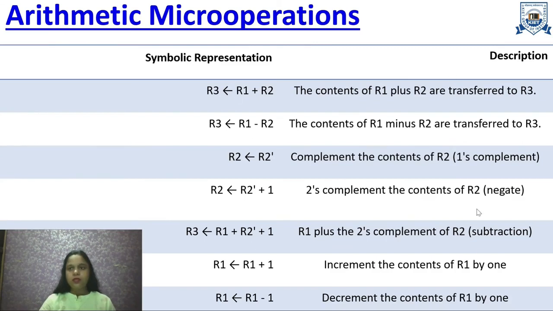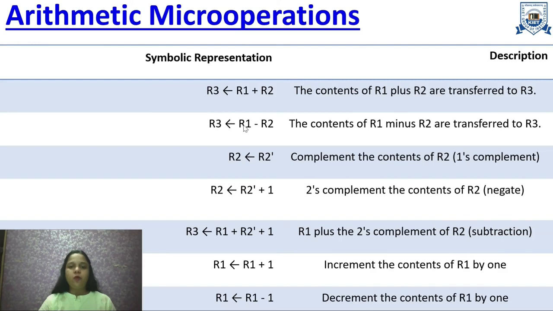These are the symbols and this is the description. To add two values of two registers, we will write R1 plus R2. If these are the nominated registers, then the addition operation is performed and the resultant will be stored in the R3 register. This means the content of R1 plus R2 is transferred to R3.